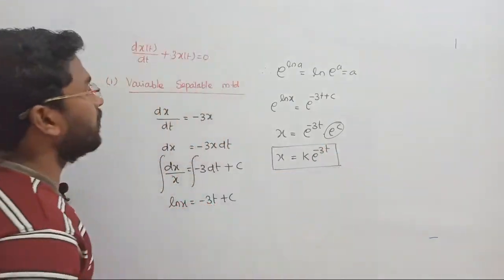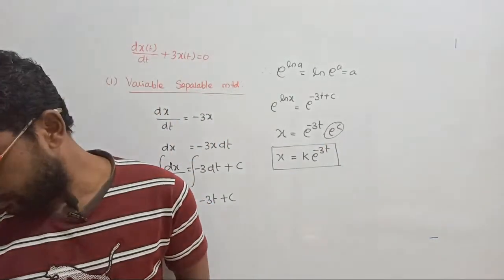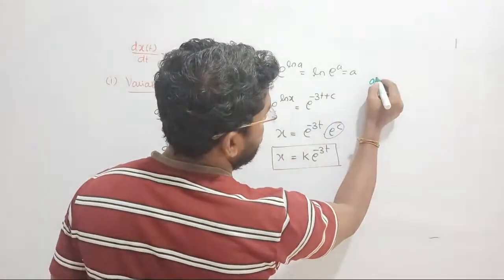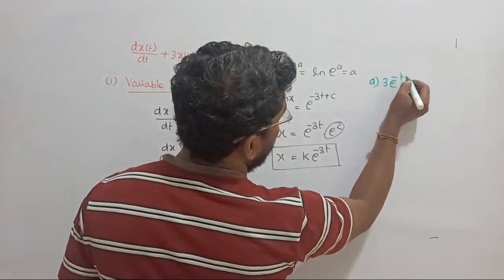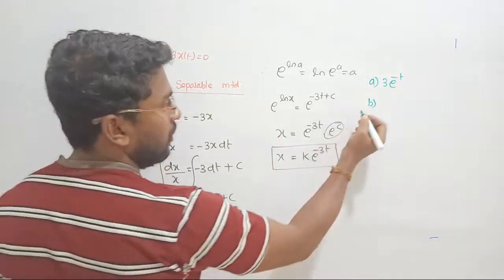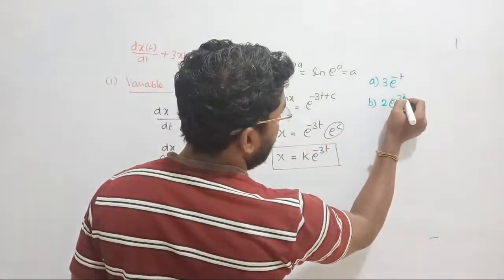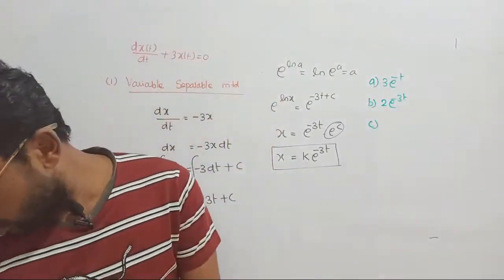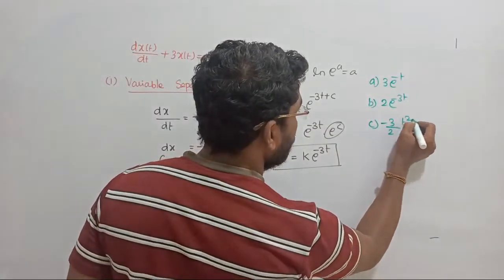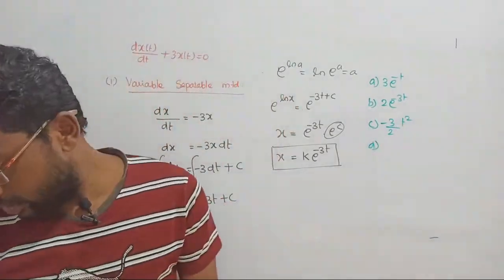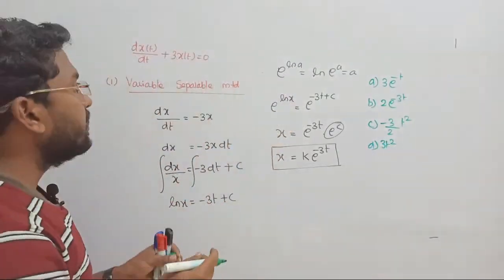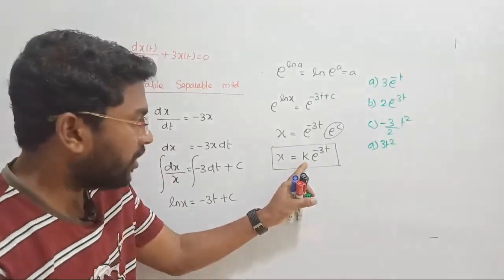Let us see, guys, I have not given any options yet. First I will give you the options. They had given many options. Option A they said 3 into e power minus t. In option B they said 2 into e power minus 3t. In option C they said minus 3 upon 2 t square. In option D they said 3 into t square. Once again, they did not give any clues to find the arbitrary constant k.